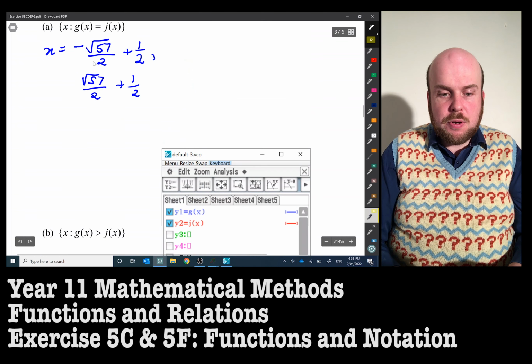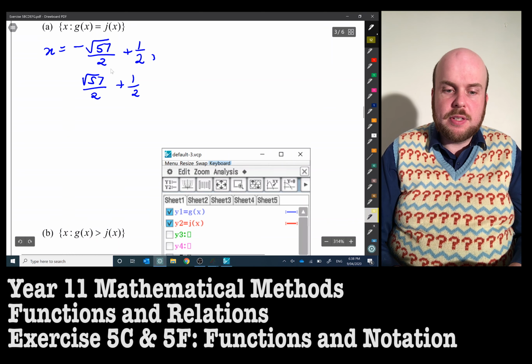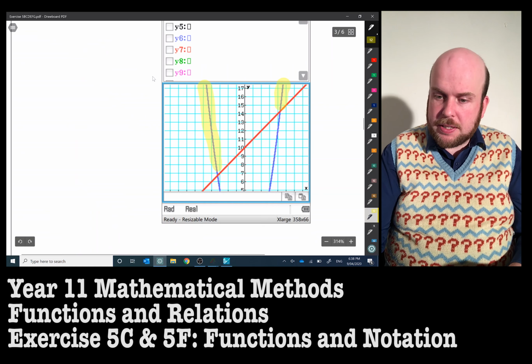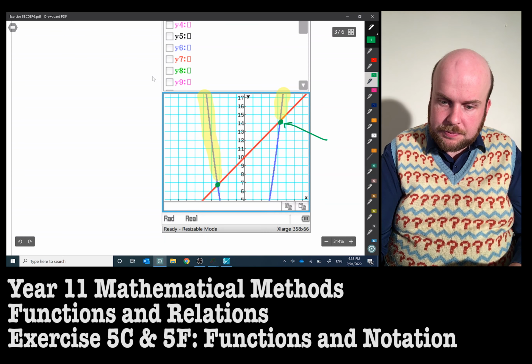So I already know, according to this, that these two values here, negative root 57 over 2 plus a half and root 57 over 2 plus a half, that's these points. That's the answers to A. So the answers to A are these 2 points here. So that's our answers to A.